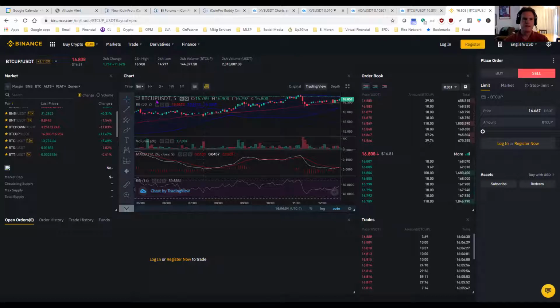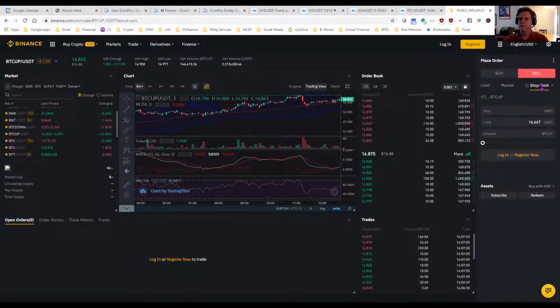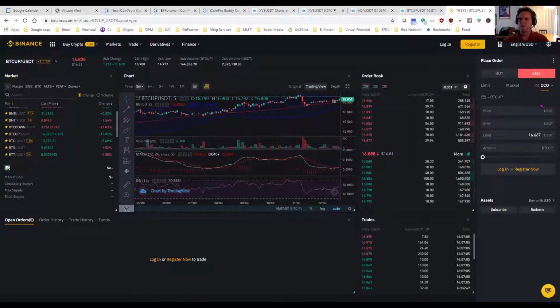So here's the BTC-Up chart, and I've put it right about where I was this morning between about 8:30 and 10:30. So you can see it's trending up here. So I go over here to my OCO, and my video capture is in the way. So anyway, right here it says stop limit. I'm going to go to OCO. I'm going to set my price.